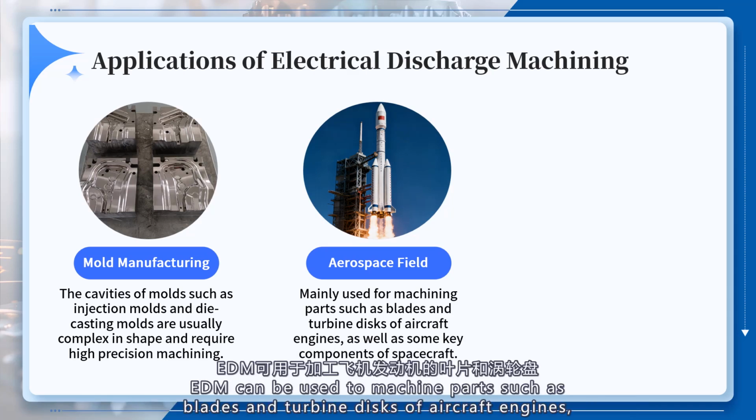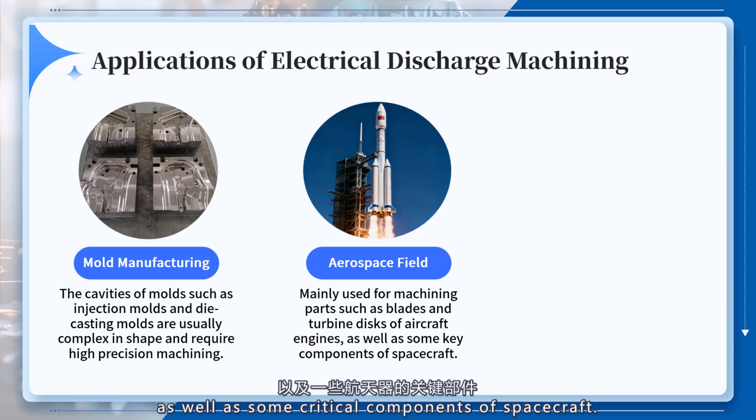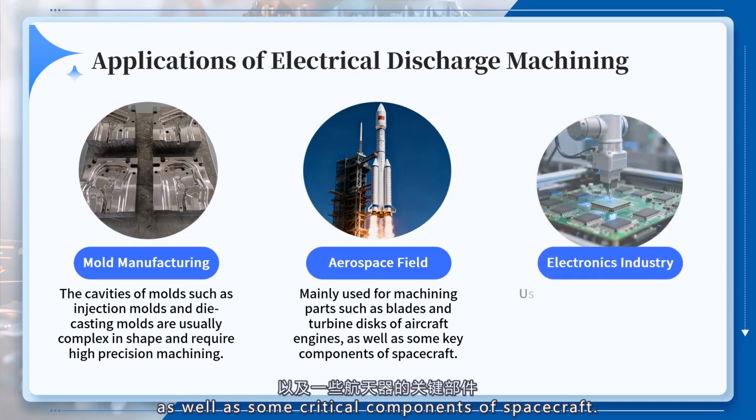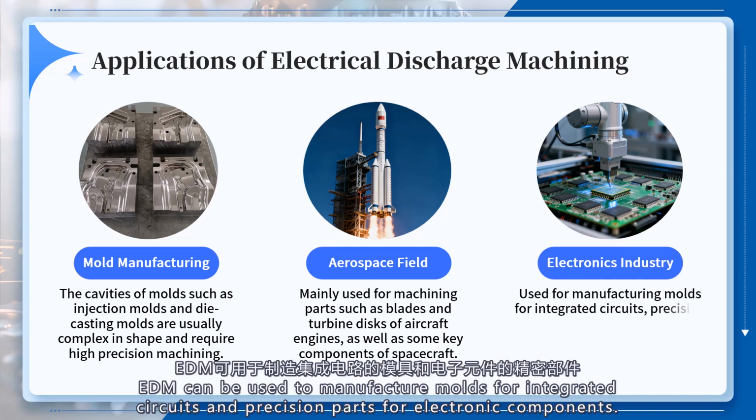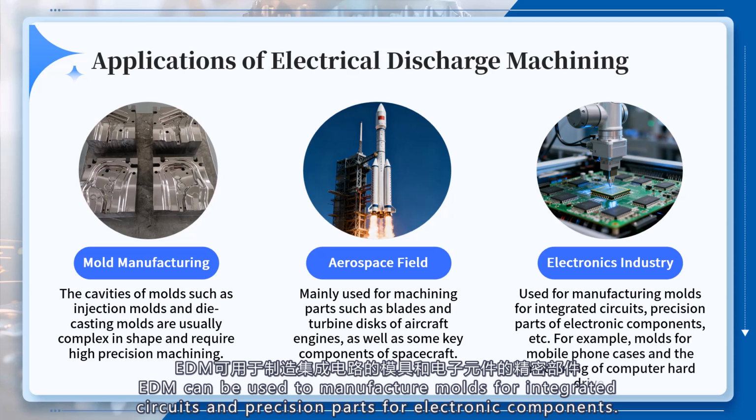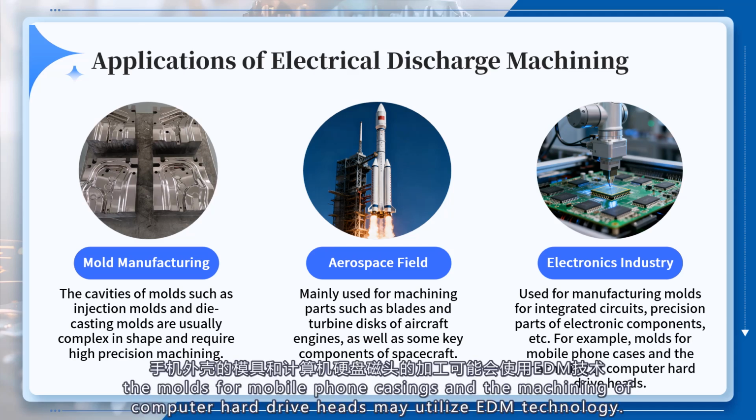EDM can be used to machine parts such as blades and turbine discs of aircraft engines, as well as some critical components of spacecraft. Electronics industry. In the electronics industry, EDM can be used to manufacture molds for integrated circuits and precision parts for electronic components. For instance, the molds for mobile phone casings and the machining of computer hard drive heads may utilize EDM technology.